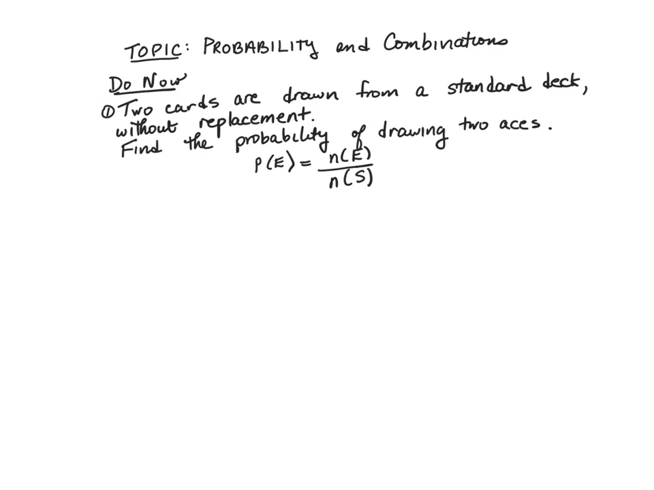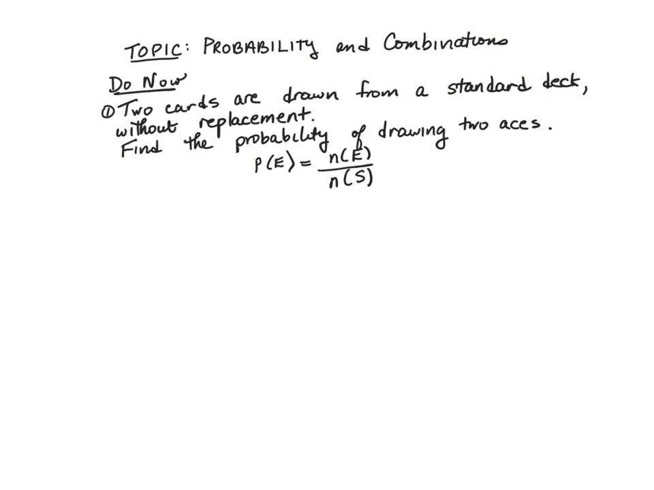Now, n of E and n of S can be found sometimes by counting permutations. In some of the examples that follow, we will see that n of E and n of S are sometimes found by counting combinations. And I'd like to review this do now problem to show you how. Here, there's a little bit of overlap between permutations and combinations, which we will explore now.